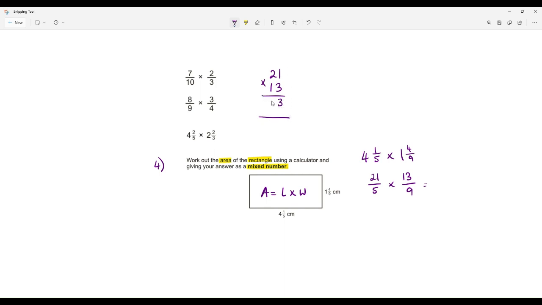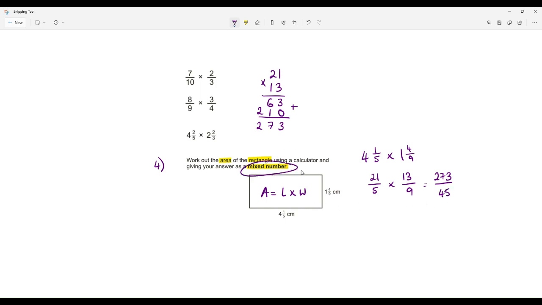3 times 1 is 3, 3 times 2 is 6, placeholder, 1 times 1 is 1, and 1 times 2 is 2. I add these together and I get 273, so 273 over 5 times 9, which is 45.